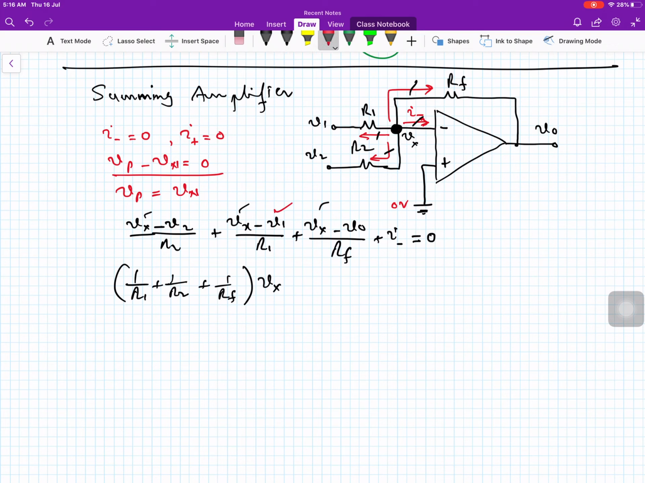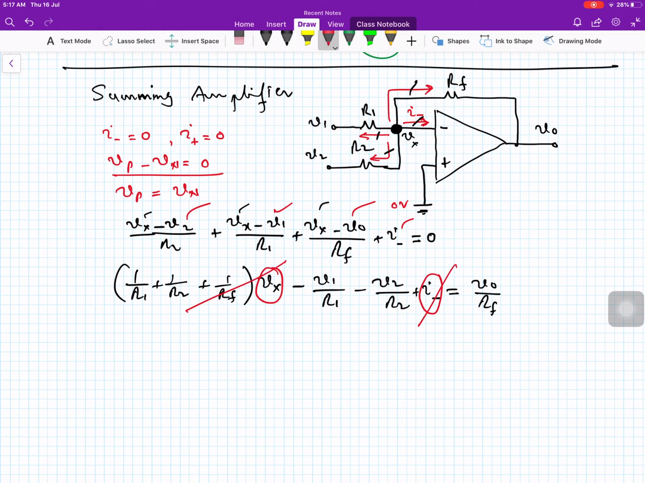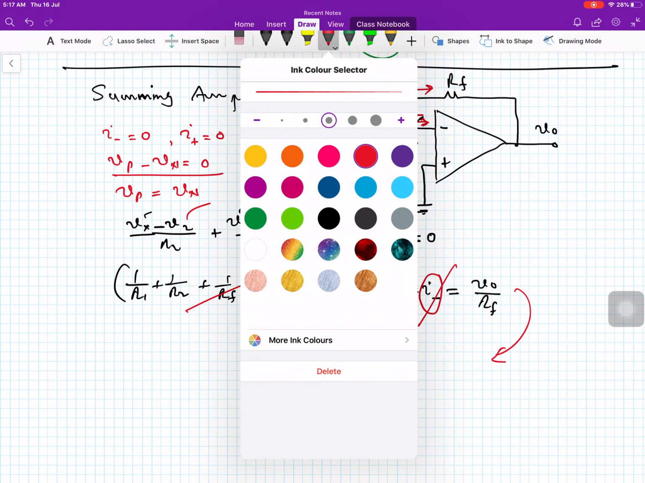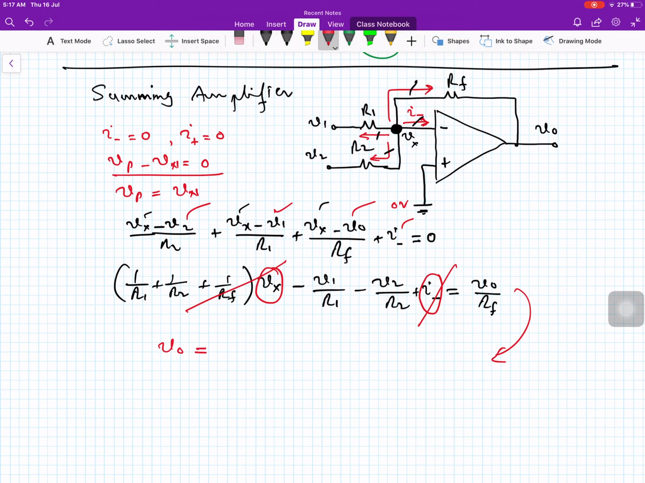Then we have the V1 term over here. This is minus V1 over R1, and this is minus V2 over R2. Then we have VO, which I will write on this side, minus VO divided by RF, and then this current. Now, due to our assumptions, this is 0 and this is 0. Therefore, these two terms are cancelled, and from here we can say that the output voltage is equal to minus Rf over R1 V1 minus Rf over R2 V2.